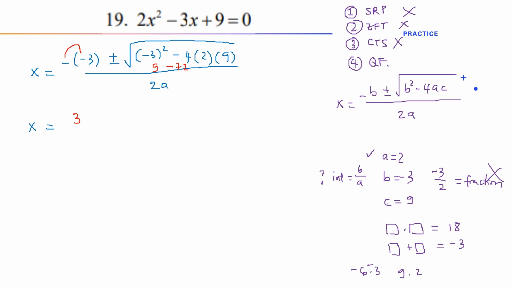Oh, and A is 2. Why did I write A right here? It is 2. All over 4, plus or minus square root of 9 minus 72, which is negative 63.